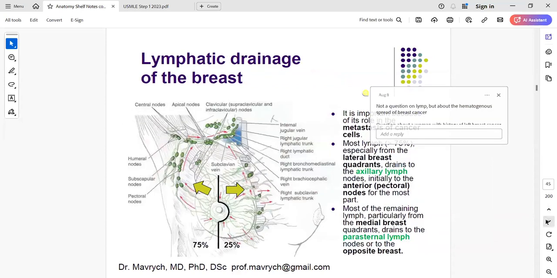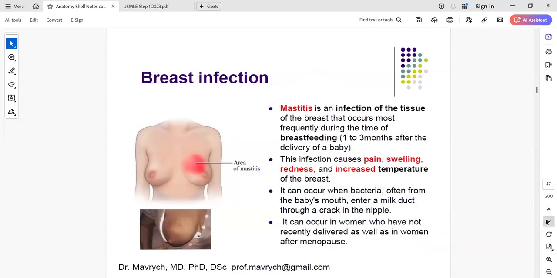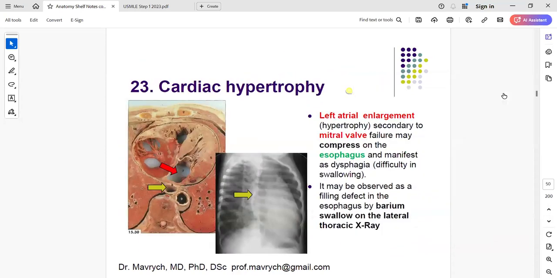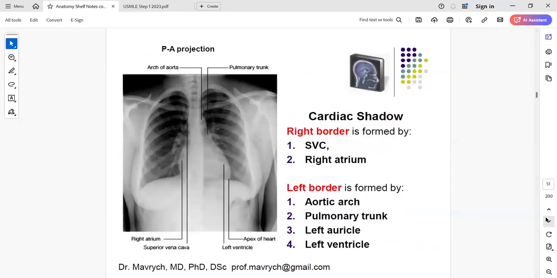This is pretty basic. I've never seen questions from the diaphragm, but if you do want to go through it, you can. It's pretty basic, pretty easy.